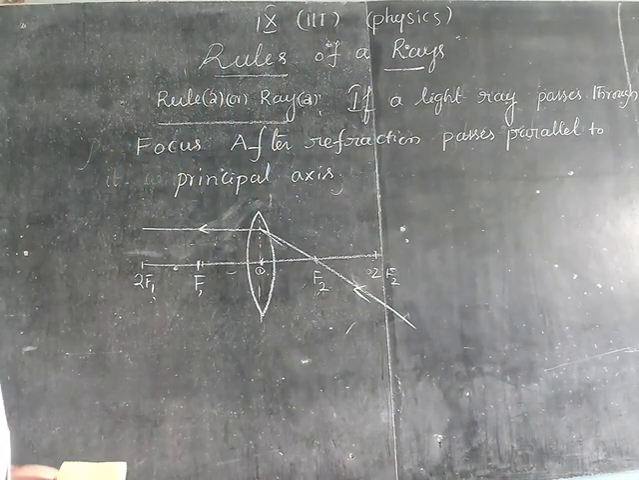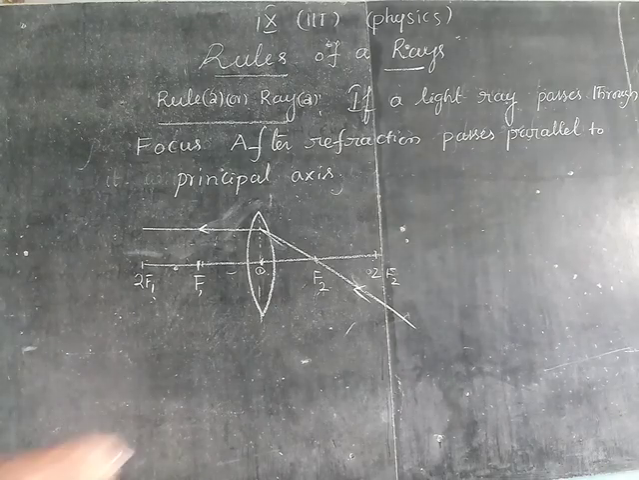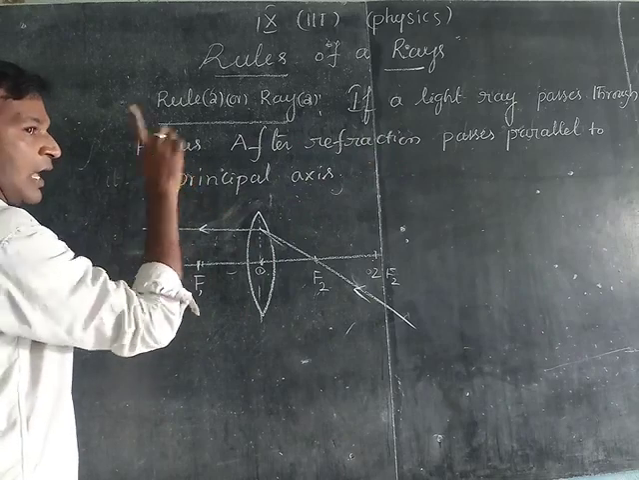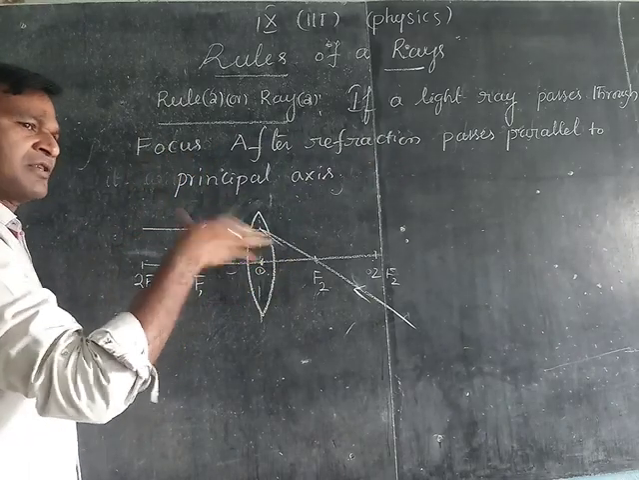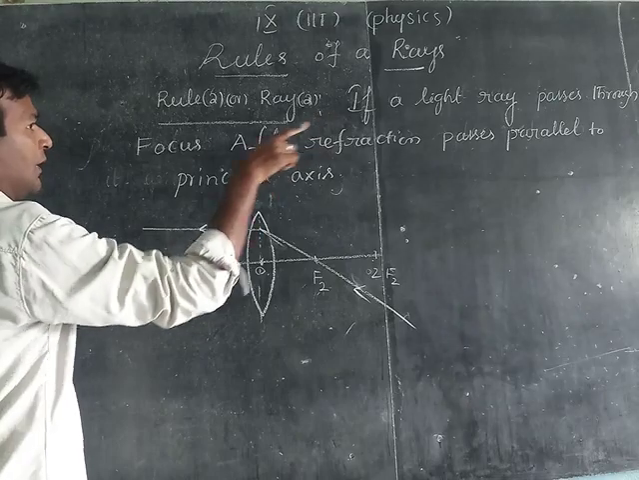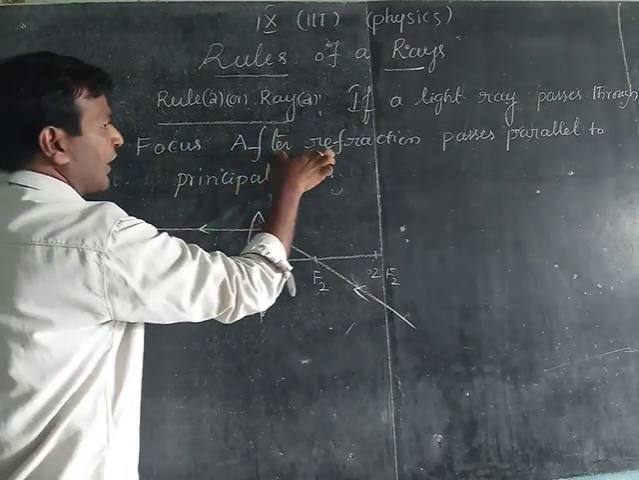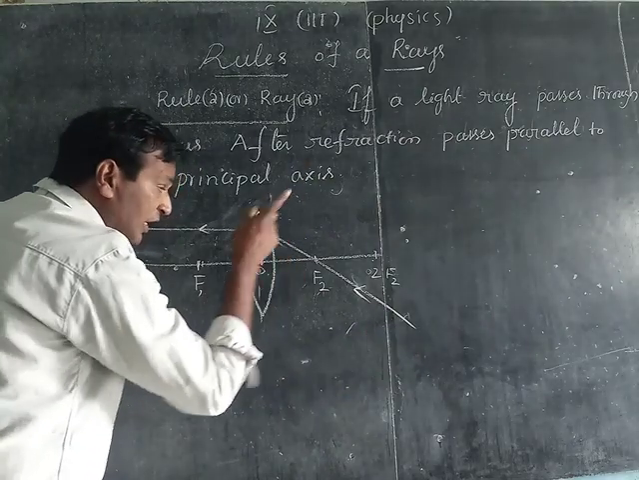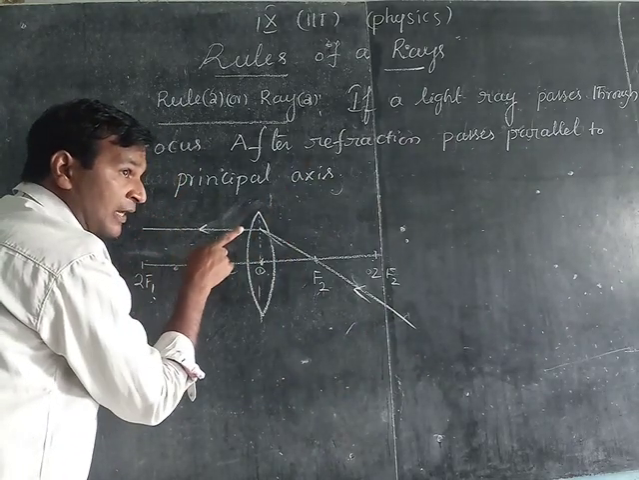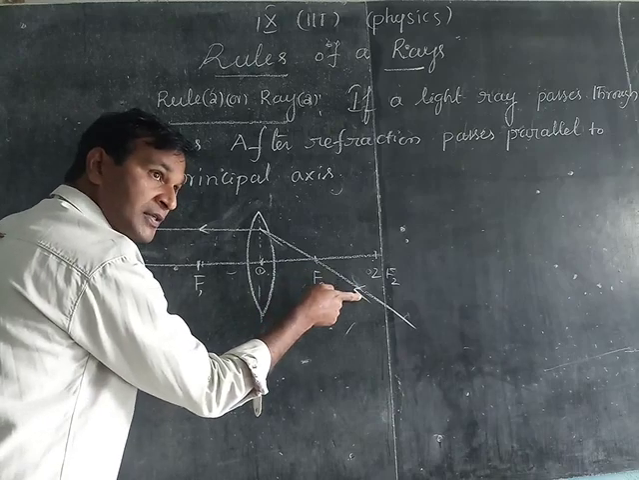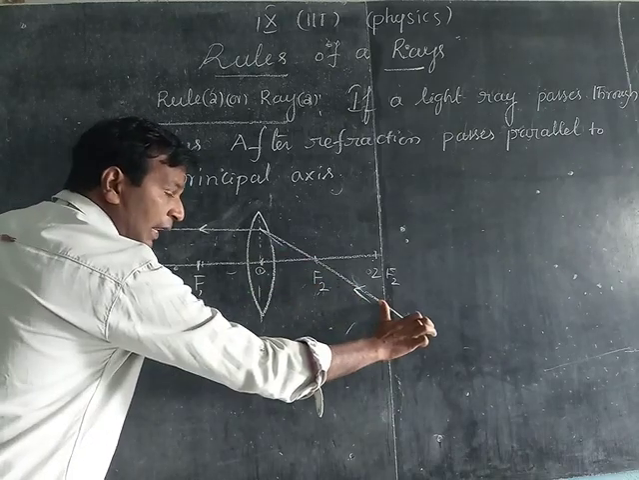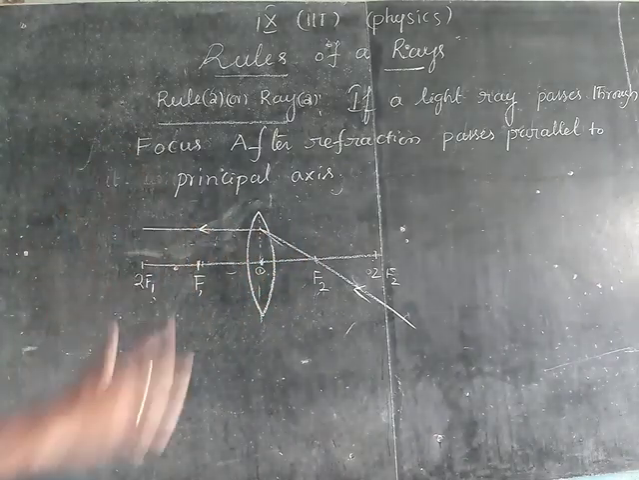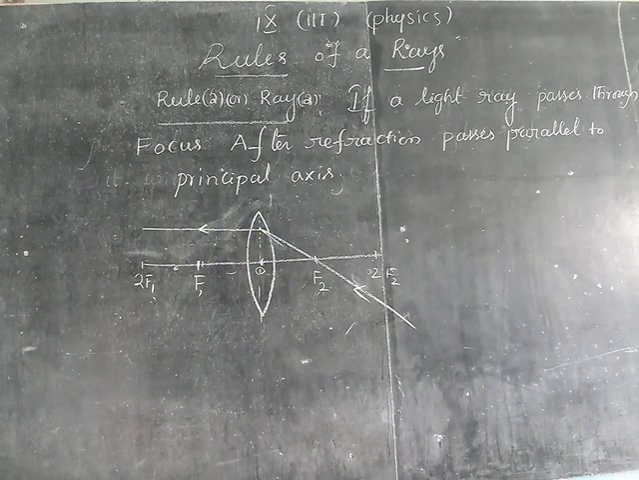The second rule or second ray: if your light ray travels or passes through focus, after refraction it passes parallel to the principal axis. Travels, passes, moves, those are similar words. First one: if the light ray passes parallel to the principal axis, after refraction it passes through focus. Now second one: if the light ray passes through focus, after refraction it goes parallel to the principal axis. That is the second rule. Is it clear?